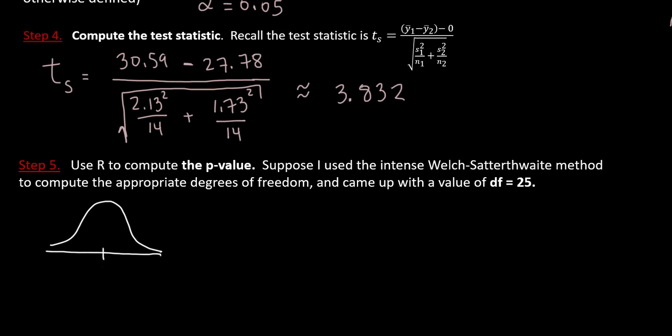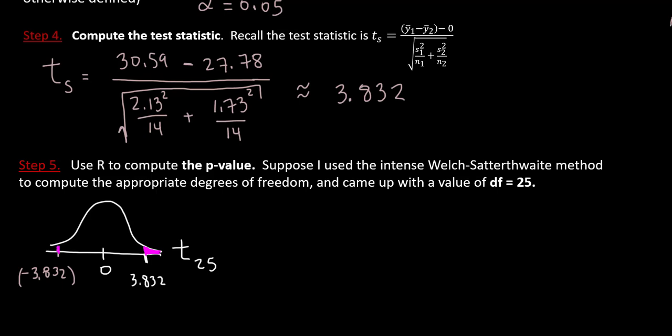Normal, 0, middle. The degrees of freedom, in this case, I went ahead and used that intense Welch-Satterthwaite formula to determine the degrees of freedom for us, and it was 25. Our test statistic here, kind of a big one, 3.832. We want the probability, the area beyond this tick mark. But we want the probability of observing a test statistic at least as big as the one we've computed. So I also need to consider the negative of our test statistic, and we want the probability beyond that one as well.